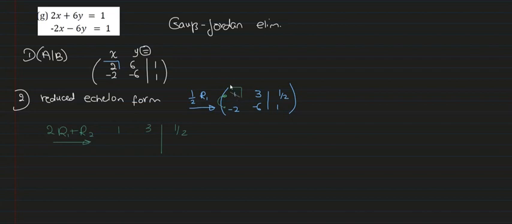So let's multiply here. 2 times 1 is 2. 2 times 3, this is 6. 2 times half, this is 1. And then directly add: 2 plus negative 2, this is 0. 6 plus negative 6, wow, that's 0 again. 1 plus 1, this is 2. Now what happened? We have in the first main diagonal element 1, below it 0, perfect.